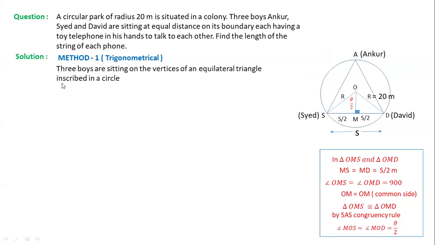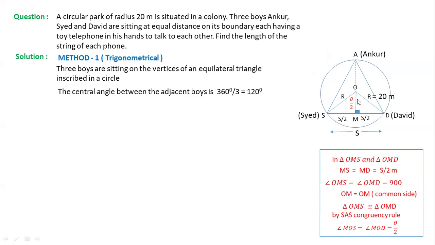Now let us see. Three boys are sitting on the vertices of the equilateral triangle. Because they are sitting here and here, they are the vertices of the equilateral triangle, which is inscribed inside a circle. It is within the circle. The central angle between the adjacent boys.